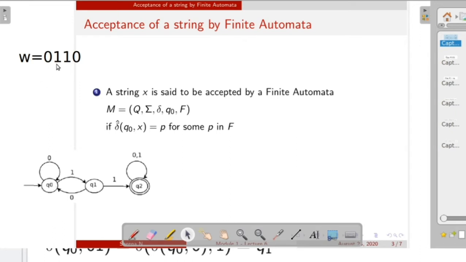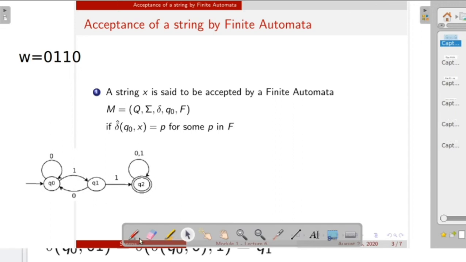First, read the alphabet 0. From the state q0, it reads the alphabet 0. It goes to q0 itself. Then from q0, it reads the symbol 1. It goes to q1. Then from q1, it reads the input symbol 1. It goes to q2. Then at q2, it reads the input symbol 0. It again goes to q2. Here q2 is a final state, so we can say that this string is accepted by this finite automata.